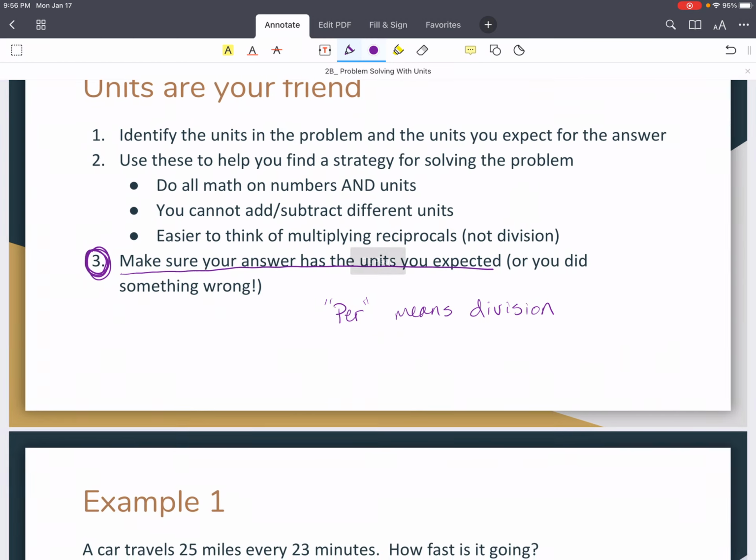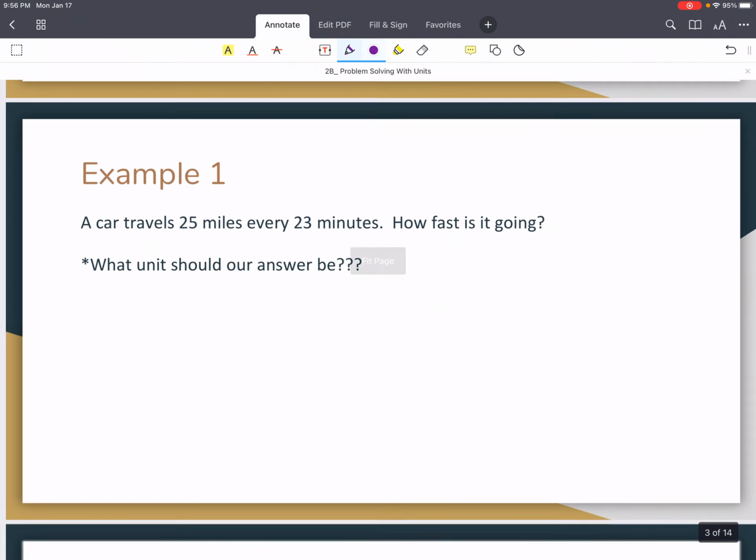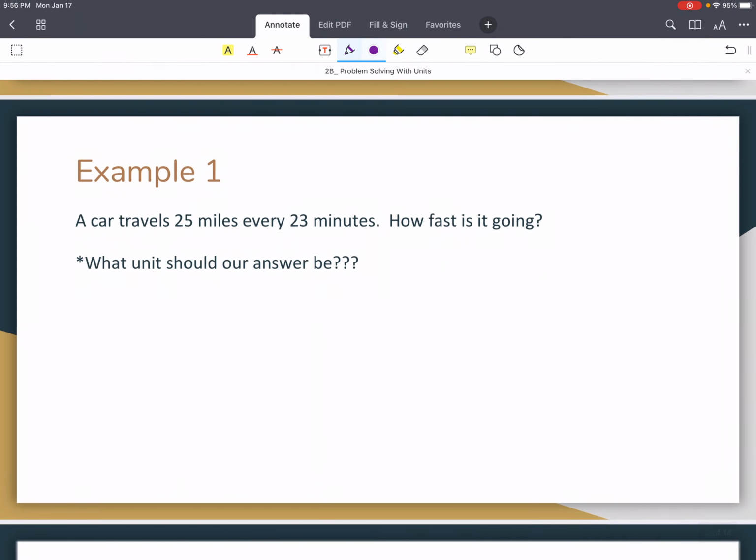And that should be enough to get us going. Okay. A car travels 25 miles every 23 minutes. How fast is it going? First question, what unit should your answer be in? How is speed measured? Miles per hour. That's what I want it to be in. Well, the information I've been given is that we've been traveling 25 miles for every 23 minutes. Every could be replaced with per, and that's where that division is coming from.